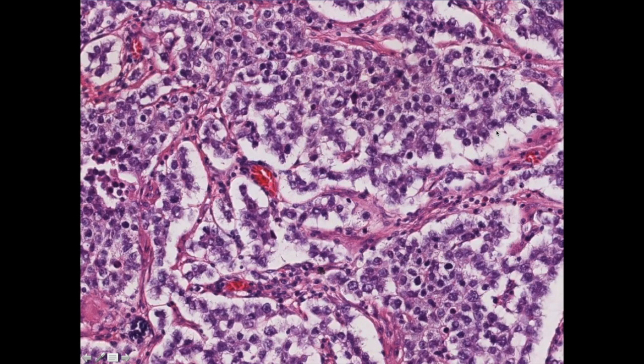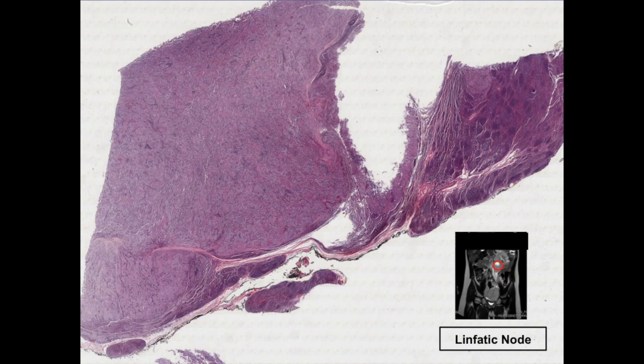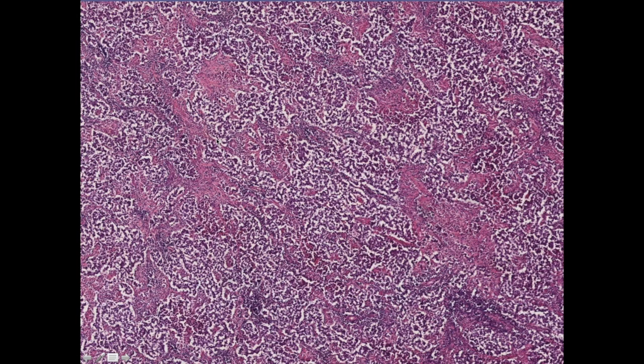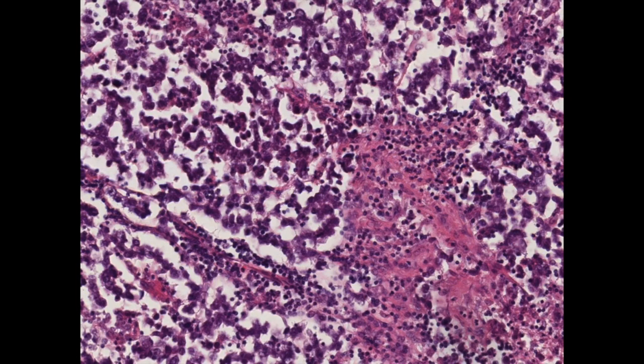In this slide, we observe tumor nests surrounded by fibrovascular tracts, right here, with some lymphocytes inside, and the tumoral cells have a polygonal appearance with a round hyperchromatic nucleus. The second lesion corresponds to a lymph node, right here, but there is minimal lymph node parenchyma because the rest is all lesion, with a similar pattern and similar cellularity.